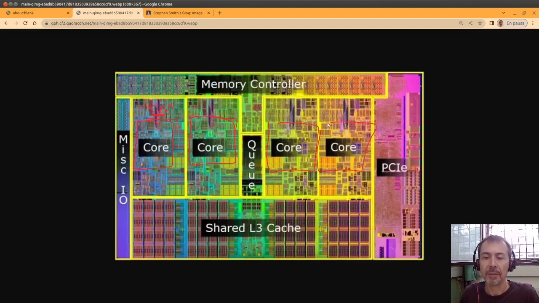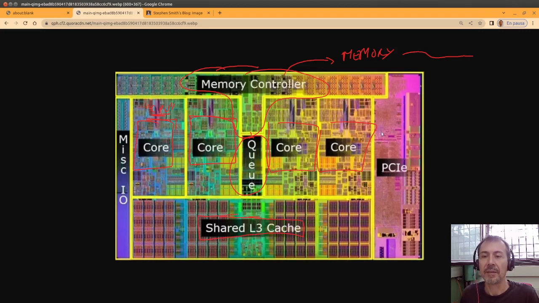Okay, here we have a queue. I don't know what it's used for in Intel architecture. We have here a shared memory controller. This is for accessing memory. Remember, the memory is not here in the CPU. So you need some logic to access the memory chips that are in another place.